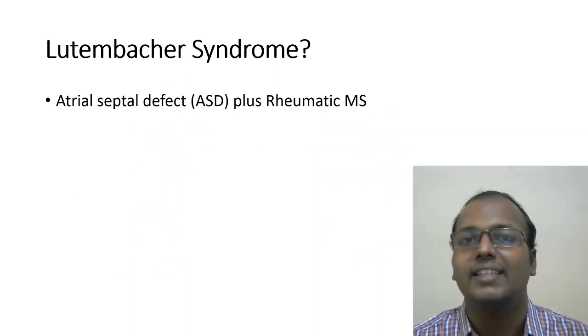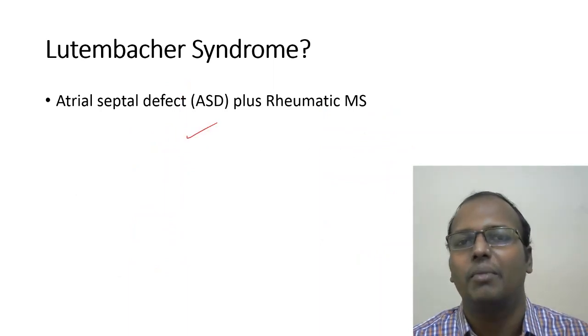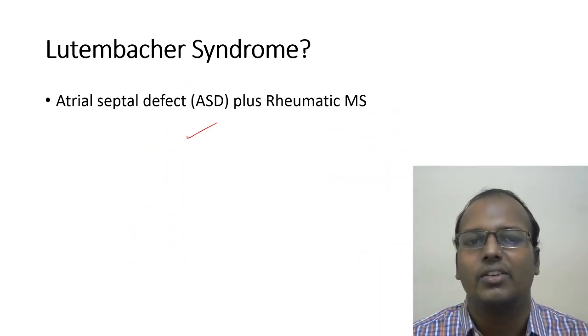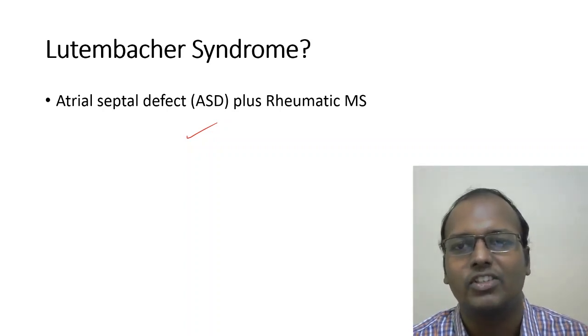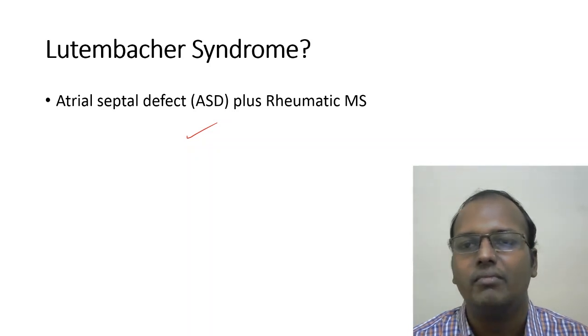What is Lutembacher syndrome? It is atrial septal defect plus rheumatic mitral stenosis. So congenital ASD with acquired rheumatic mitral stenosis is called Lutembacher syndrome.